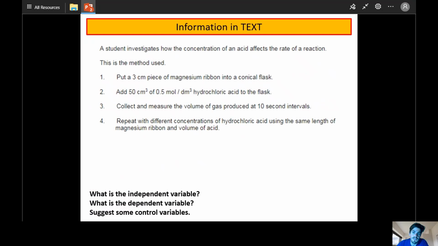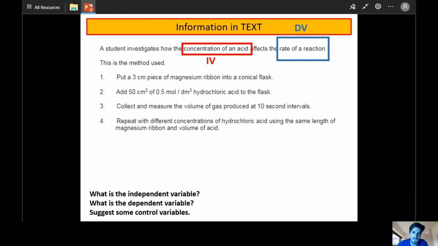Now, given to you as information in the text, you can still identify from this. So, investigating how does the concentration of acid affect the rate of reaction? That word affects there always comes before your dependent variable. So we're looking at how IV affects DV.